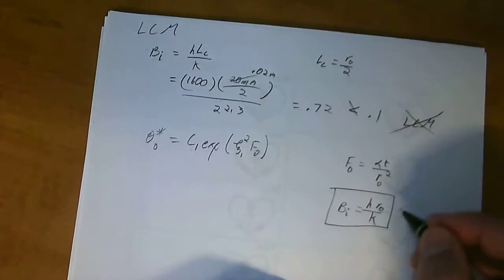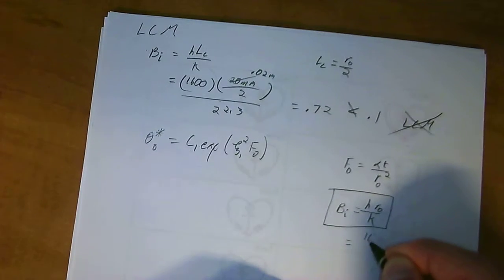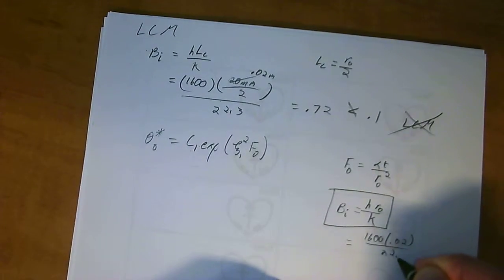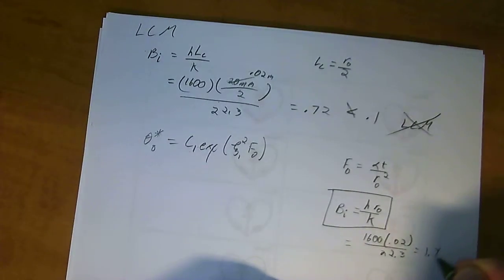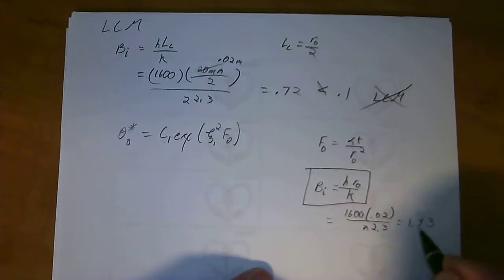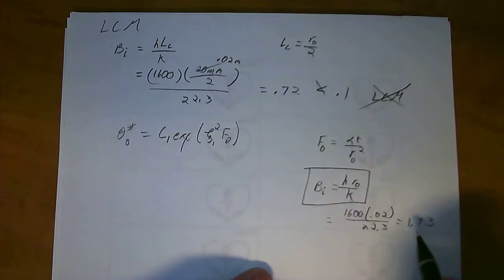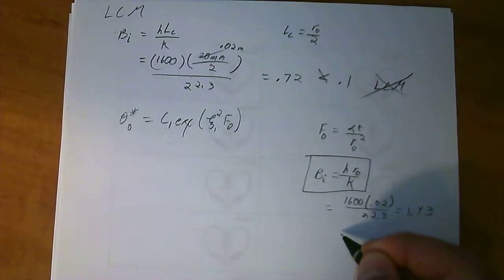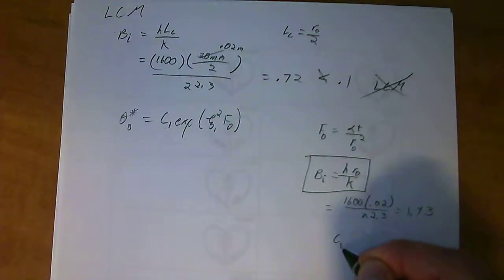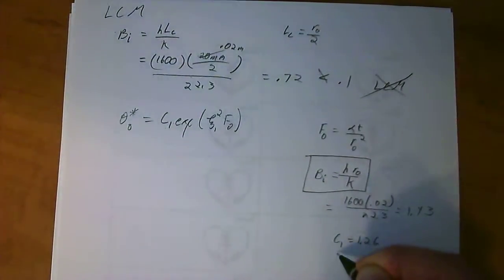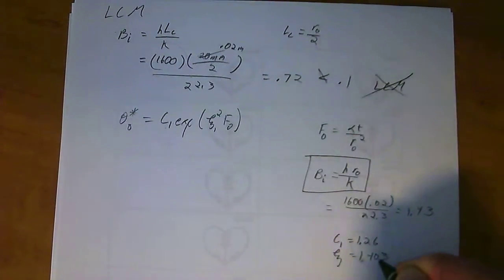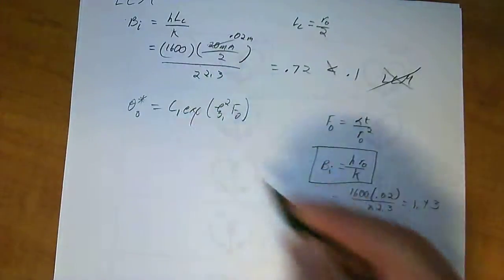So, if you do that, you'll end up with this equal to 1600 times 0.02 all over 22.3, which is equal to 1.43, which is the Biot number that you'll use. And then you'll go into your table, and you'll find that from this Biot number, C1 is equal to 1.26, and then zeta is equal to 1.403. So we've got these two values now, right here.